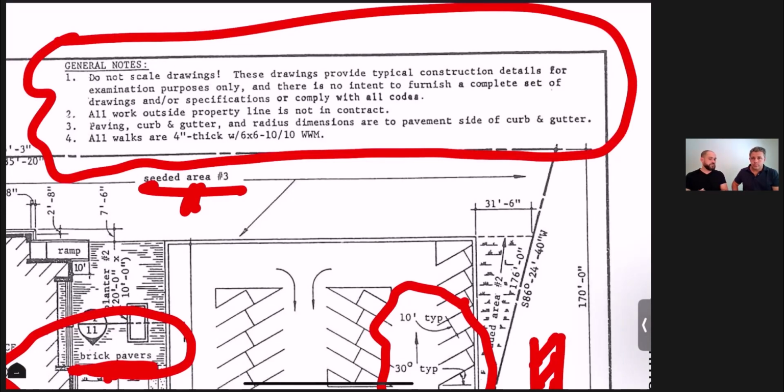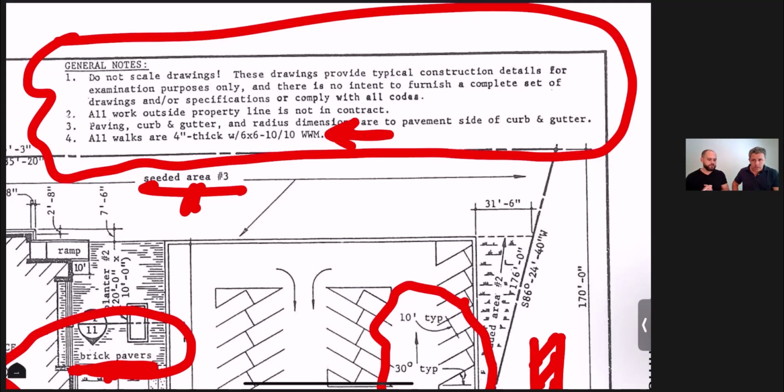Because what if they're asking what the walk construction is? I think they're talking about sidewalks in this case. You don't have to look for the detail. It's right here in the notes: 4-inch thick with 6x6, 10x10 welded wire mesh. So when you're looking through the plans, remember to check out the general notes. Just give them a quick run through, because there's good information in there.